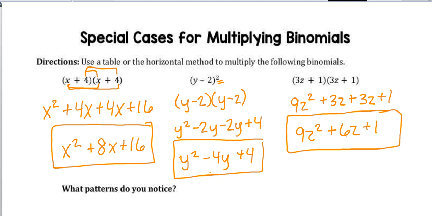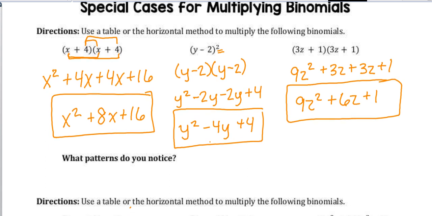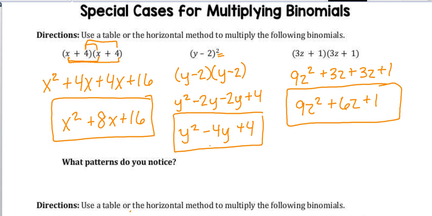Okay, so there's a reason I'm able to do those so quickly, and it's because of this pattern we're going to talk about. So what I want you to do is pause the video, and look at these three problems and see if you notice a pattern between them. So go ahead and pause the video. When you come back, the answer will be here.